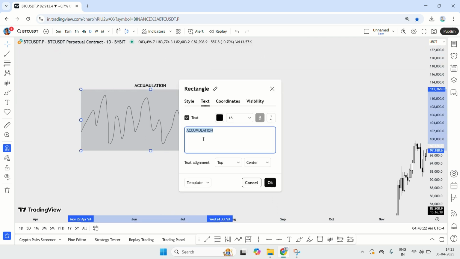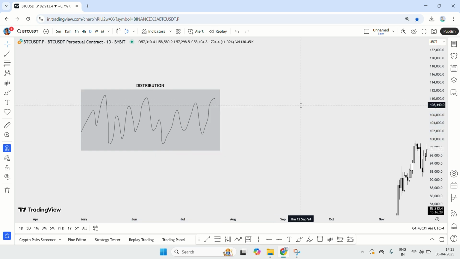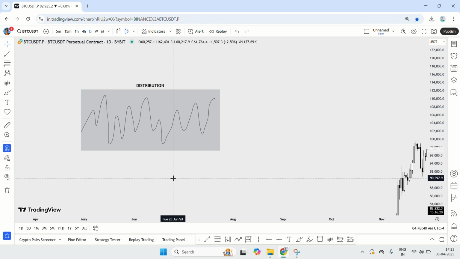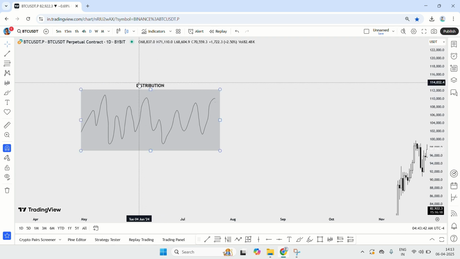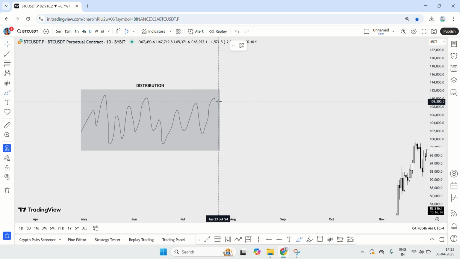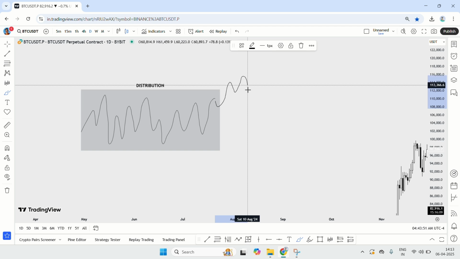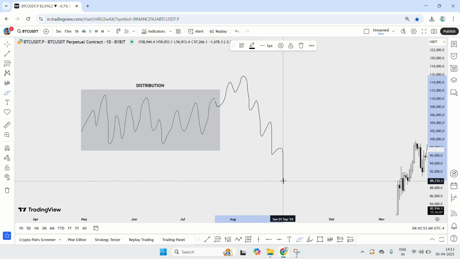Now the same thing happens in distribution. So they are going to sell inside the consolidation. Price will go higher, they will sell. Again, price will dump, but it will not dump much lower. Why? Because of distribution. Once they complete the distribution, the algorithm will move the market higher one last time, and then it will take the market lower.